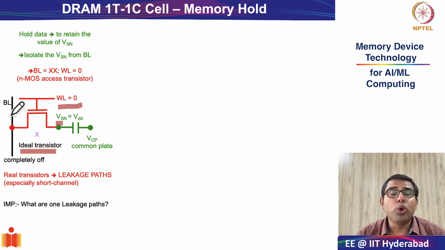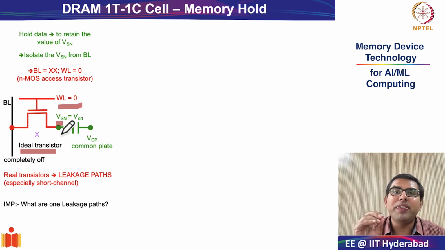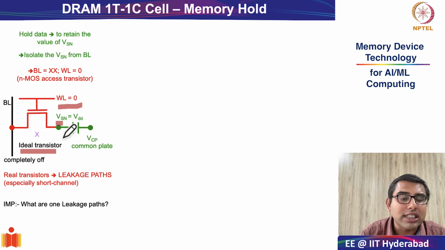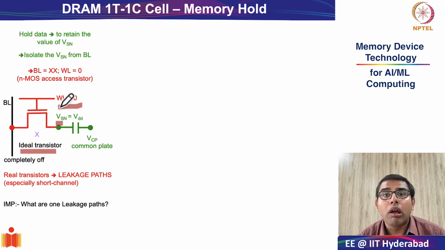However, as you may understand, nothing in life is really ideal. In realistic transistors, there will be a significant amount of leakage paths, which will hamper the storage node from being completely cut off from the bit line. So this realistic transistor causes a lot of leakage paths for the charge stored on the storage node to slowly dissipate, and therefore it is very important to study what these leakage paths are and if we can possibly control them.